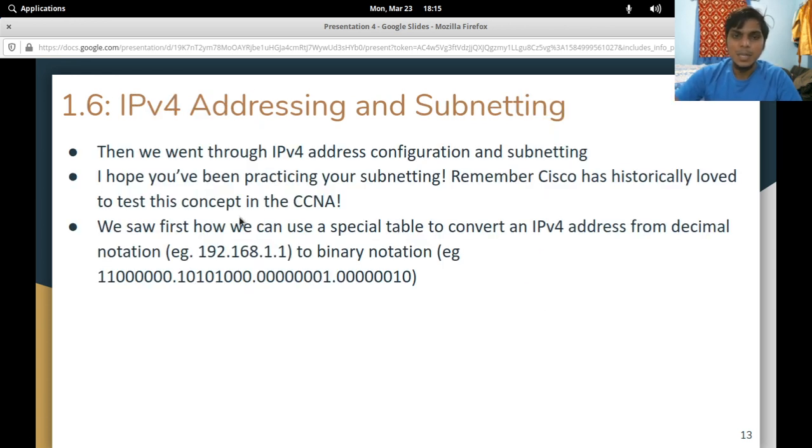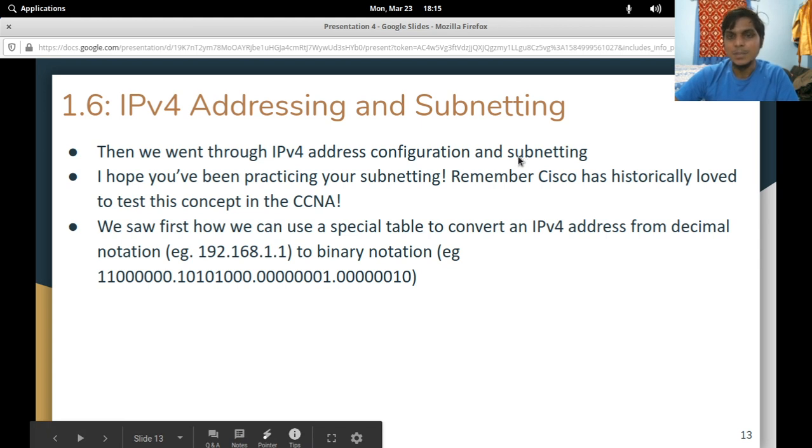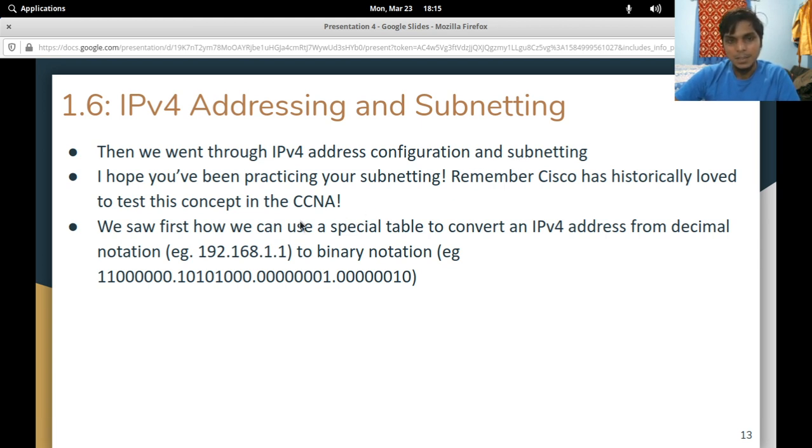And then of course we went through IPv4 address configuration and subnetting, which was the big topic for last class. So I hope you've been practicing your subnetting. Remember, Cisco has historically loved to test this concept in the CCNA. We don't know a lot of the questions that Cisco will bring in this exam, because they're still releasing questions, and it's a very new exam. It just came out basically this month. So this is all very new. But in the last version, definitely Cisco tested a lot of subnetting, which is why we spent as much time as we did. So that's why I said keep practicing, but we can't spend the whole course doing that one topic.